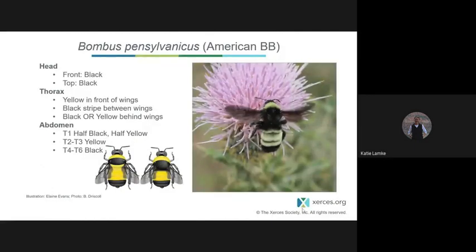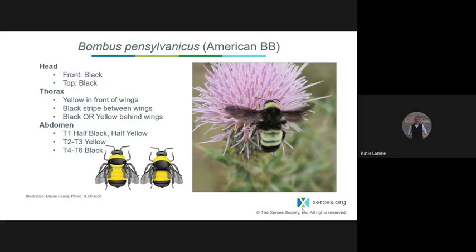So when we just look at Bombus pennsylvanicus, or the American bumblebee, the hairs on the front of the face and the top of the head are black. There's yellow in front of the wings on the thorax and a black stripe between the wings. And then behind the wings, it can be black or yellow, as you can see in the two illustrations on the screen here and the ones that are listed on your identification sheet. And if you look in the photo, it's kind of a mix of both of those extremes. Behind the wings, you can see that there are actually some very faint yellow hairs on the thorax.